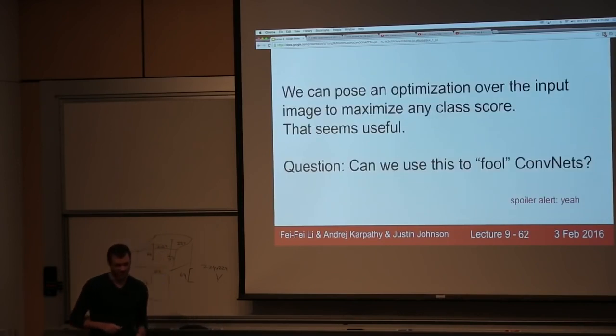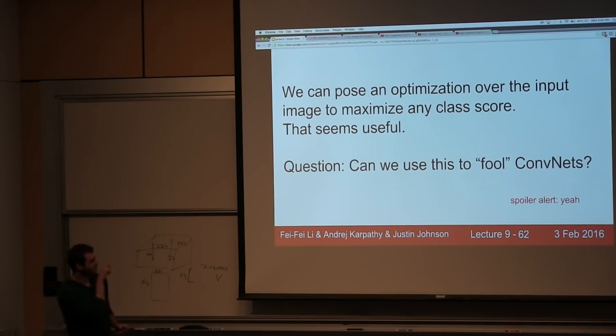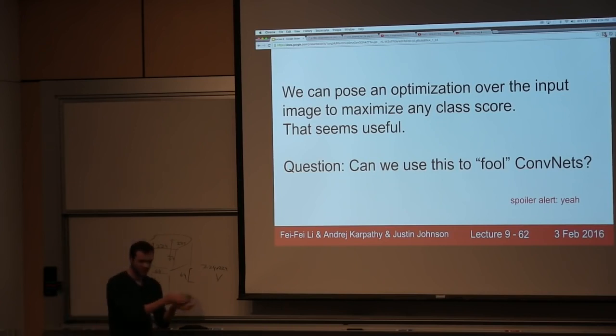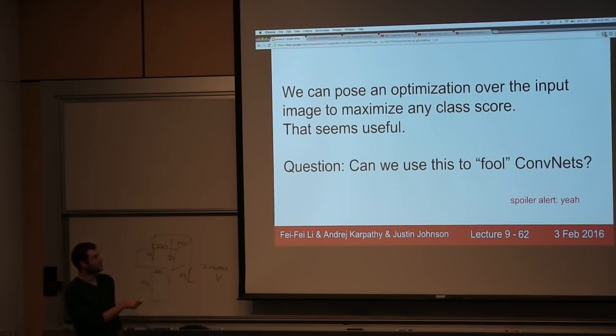Okay, so we'll get into the last part here, which is also very interesting and kind of confusing. And so the question is, we saw all these optimizations over the image. We can do lots of arbitrary stuff. So one question you might have is, can we use this optimization process to fool ConvNets?